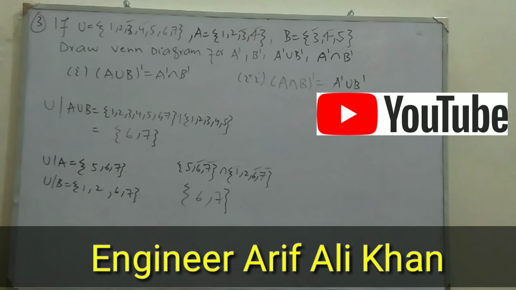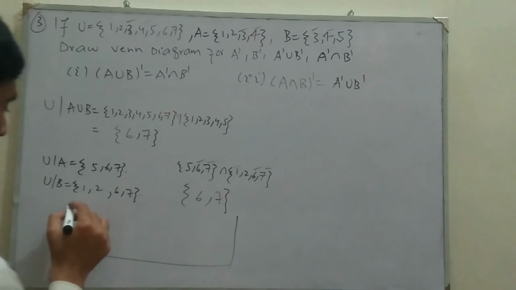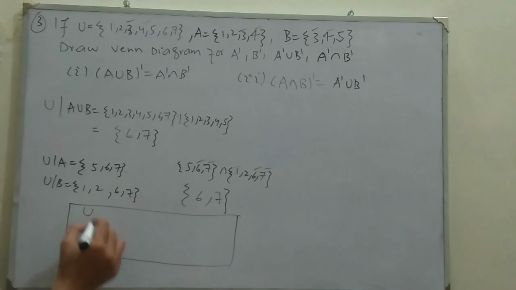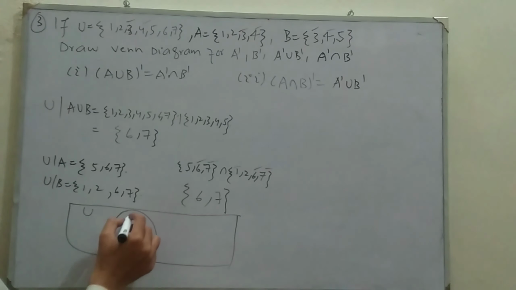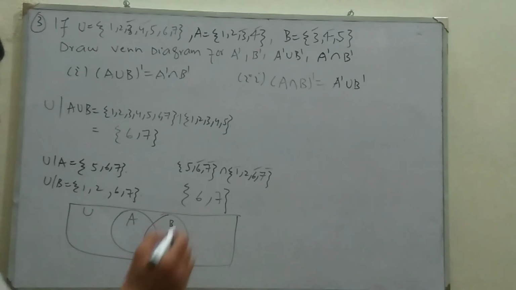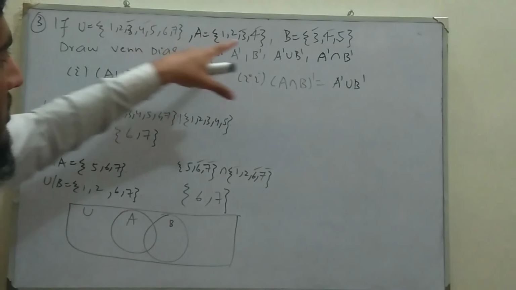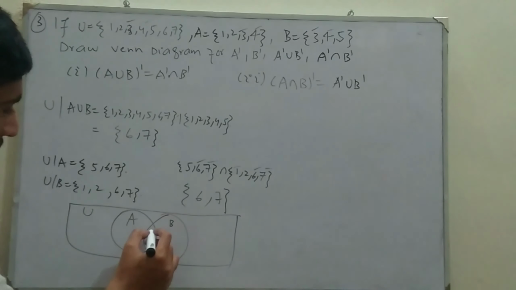With the help of a Venn diagram, how can we draw it? So draw a rectangle over here. This is the universal set, and let's suppose this is A set, and let's suppose this is B set. Now the common elements in A, B and the universal set are 3 and 4.